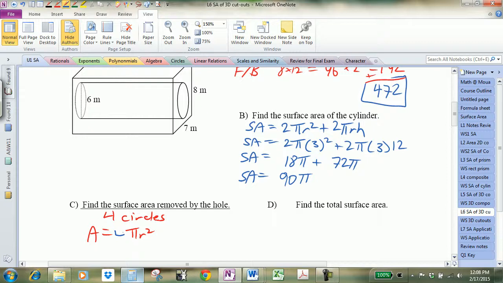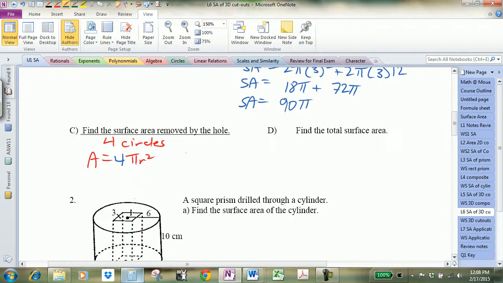Perfect. So I'm going to put the 4 up front. You're welcome to do that at the front or at the end. It does not matter. It's not going to change anything. Okay? So you get 4 times pi times the radius 3 squared. So really it's 4 pi 9. What is that? 36 pi. Is that correct? Yep.